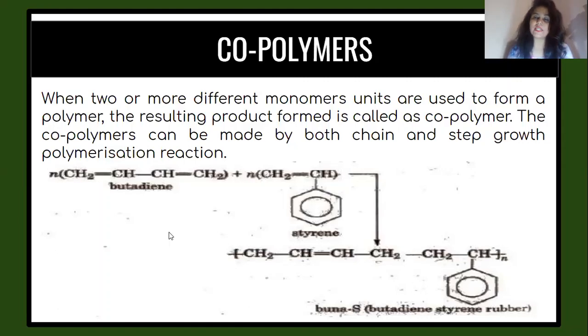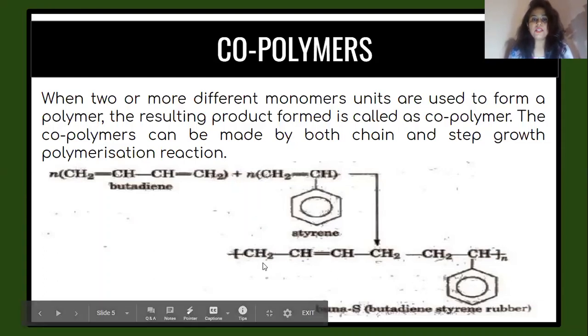Now, the simplest example of a copolymer is, in this case, butadiene. N moles of butadiene are reacted with N moles of styrene in the presence of sodium. So when they are reacted, obviously, this is one monomer unit which is butadiene, and this is another monomer unit which is styrene. When they join together into a polymer, it is called Buna-S.